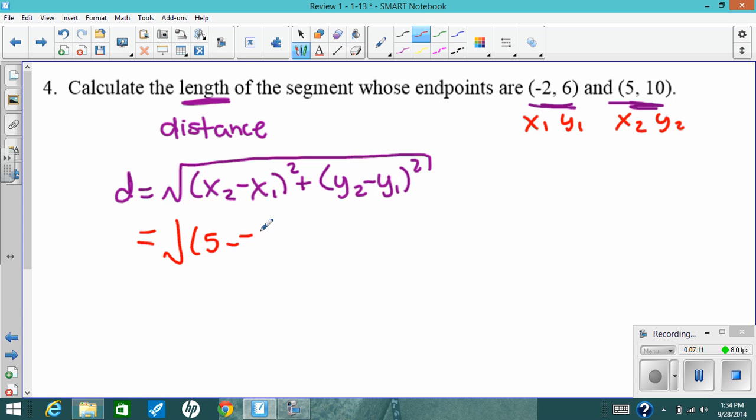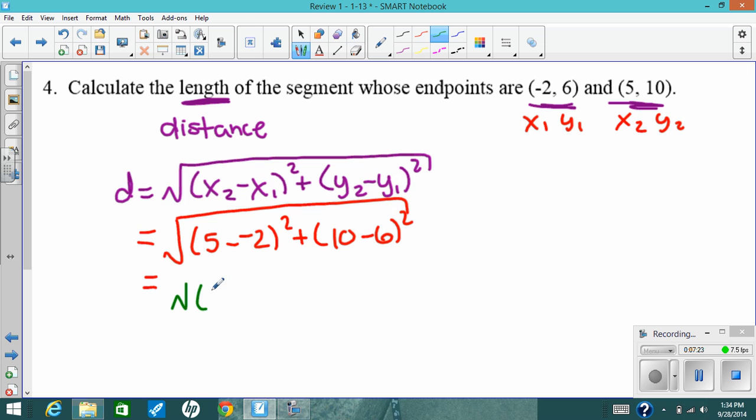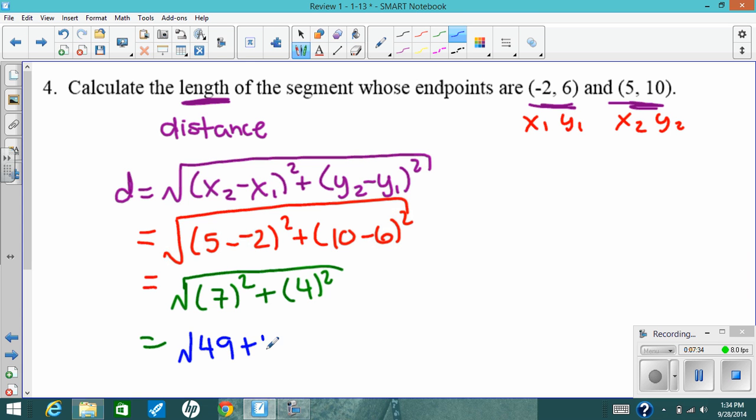5 minus negative 2 squared plus 10 minus 6 squared. We get 7 squared plus 4 squared, which is 49 plus 16.